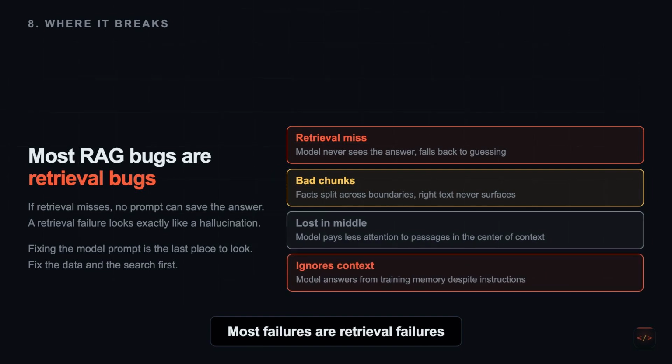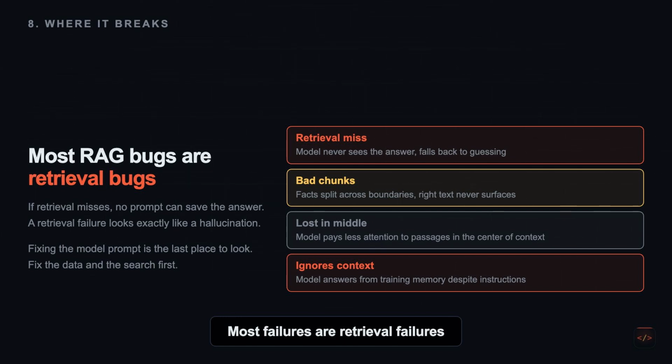So RAG is not always magic, and it fails in specific ways which are worth knowing. If you are implementing RAG in production, let's say one retrieval misses, the model never sees the answer and falls back to guessing. So a retrieval bug looks like a hallucination. If your chunks are poor, the right facts are split or buried, and no prompt can actually save them.